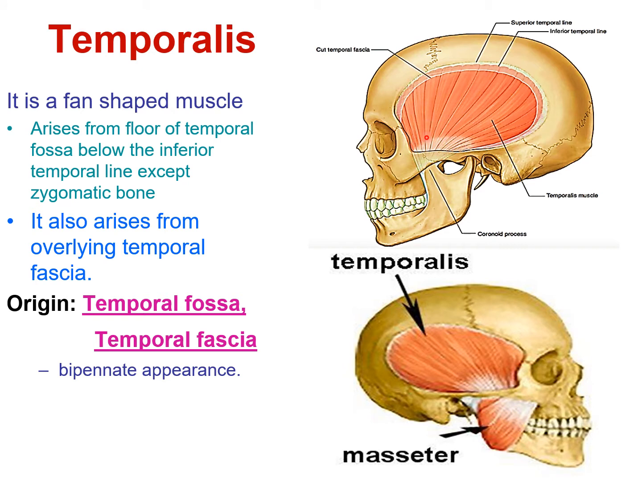Talking about the temporalis muscle, it is a fan-shaped muscle which arises from the floor of the temporal fossa below the inferior temporal line. It does not involve the zygomatic bone. The temporalis arises in an area of the temporal fossa which is bounded above by the inferior temporal line and below by the infratemporal crest. It also arises from the overlying temporal fascia. Hence, the temporalis has origin from the temporal fossa and from the temporal fascia. The bony and the fascial origins give the muscle a bipinnate appearance.